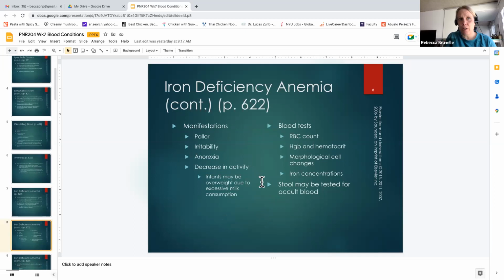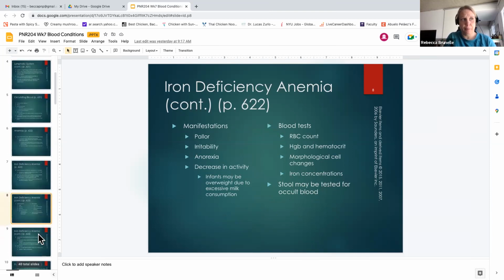So we've kind of talked about this. These are some things that you would see for somebody who is anemic, and these are some of the tests that you would run. One that you might not necessarily think about is looking at the stool for occult blood, to see if they have some sort of microscopic tear or GI bleed that could be causing their anemia.